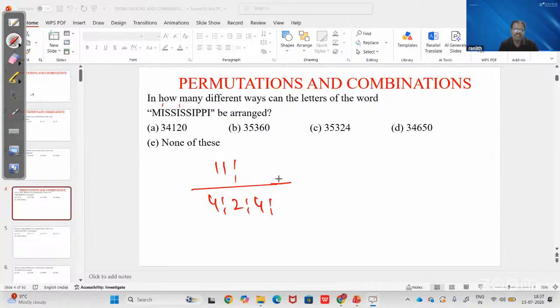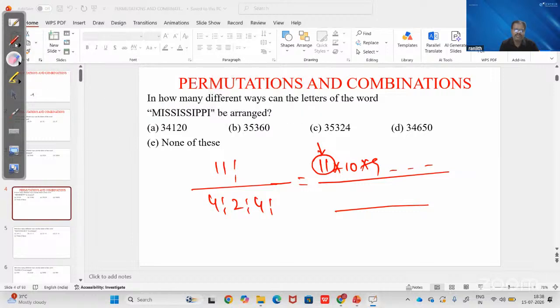It will take some time to do the cancellation. Instead of doing the cancellation, what is the other method? 11 factorial can be written as 11 into 10 into 9 and so on, with 4 factorial, 2 factorial, 4 factorial in the denominator. Here we are having 11. The answer is compulsorily a multiple of 11. Why? Because in the denominator there is no multiple of 11 to cancel it, so the answer should be in the 11 table.